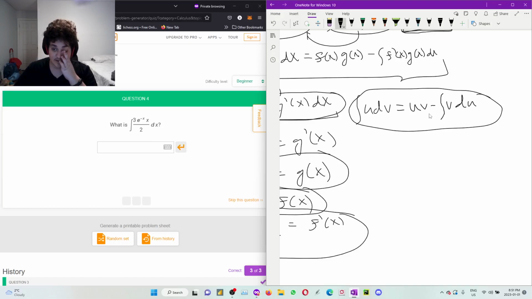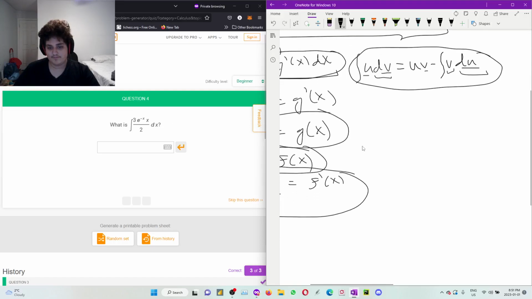So basically, what you notice here is that we're going to be differentiating u and integrating v, right? So we can make any part of our original integral u and dv. We want to choose dv to be something that we want to integrate and u to be something that we want to differentiate, in order to simplify the integral. So let's start with this example.